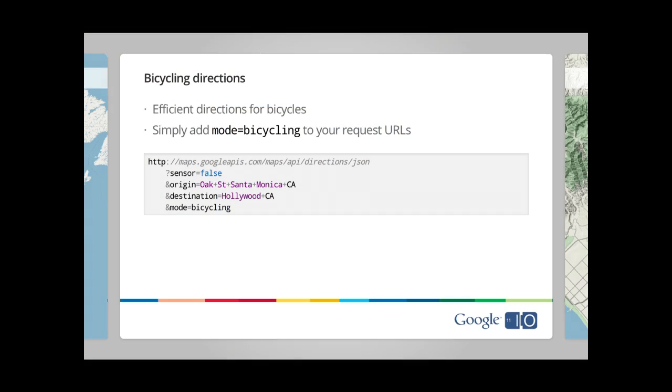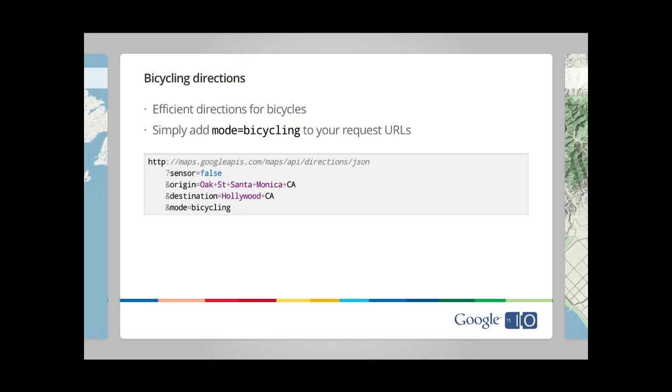Another directions-related feature is bicycling directions. Previously in the Directions API, we only supported driving and walking, and you are probably familiar with these from maps.google.com, which allows you to get directions, as you know. We've added support for bicycling directions, and all you do is say mode equals bicycling, and we'll use what we know about bike paths and local roads to find routes that are suitable for biking.